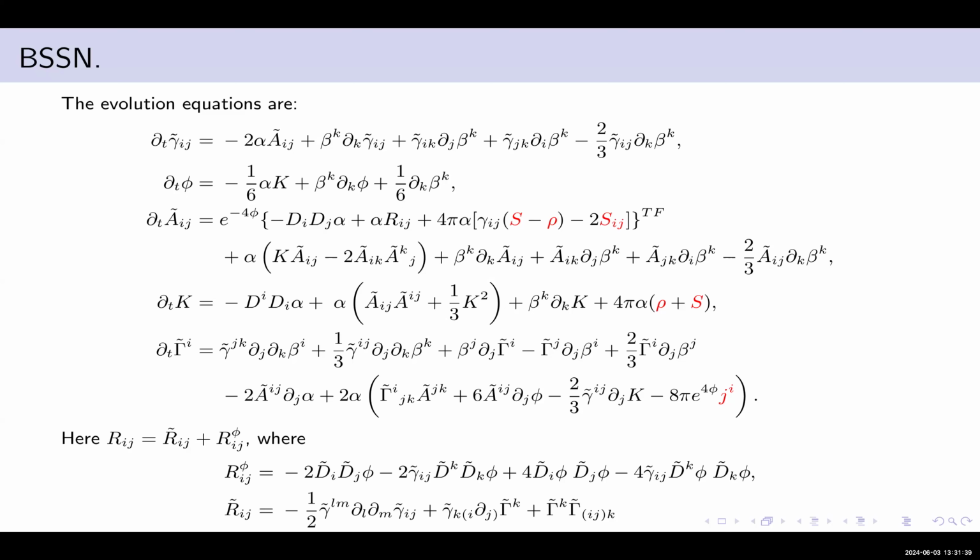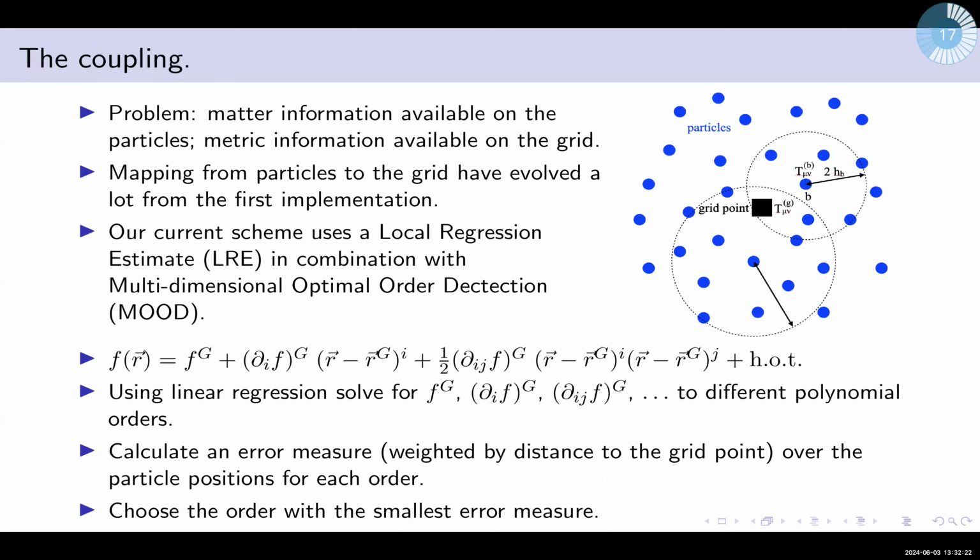But what I want to highlight here is that in the equation for the A tilde you have matter terms. In the equation for the trace of K you have matter terms, and in the equation for the contracted conformal Christoffel symbols you also have matter terms. So that means that in order to calculate the right hand sides for the space-time variables, you do need to know what the matter is doing at the grid points. And of course, we don't actually have the matter at grid points at this point, but we'll get to that. So, as I said, matter information is available on the particles. Metric information is available only on the grid.